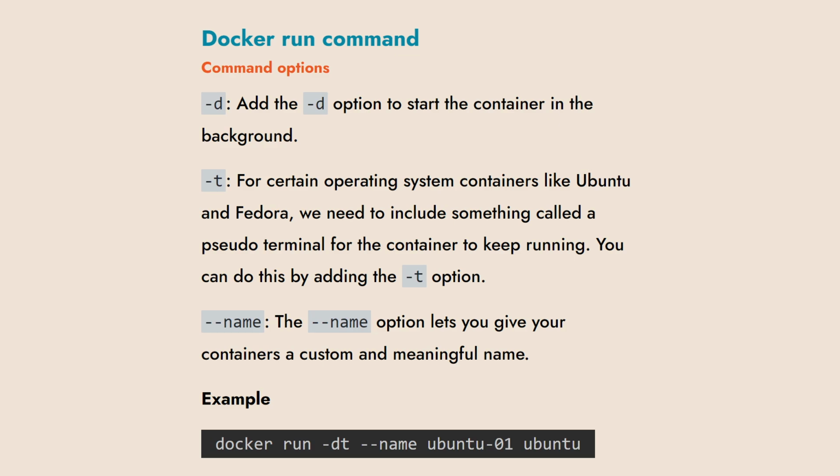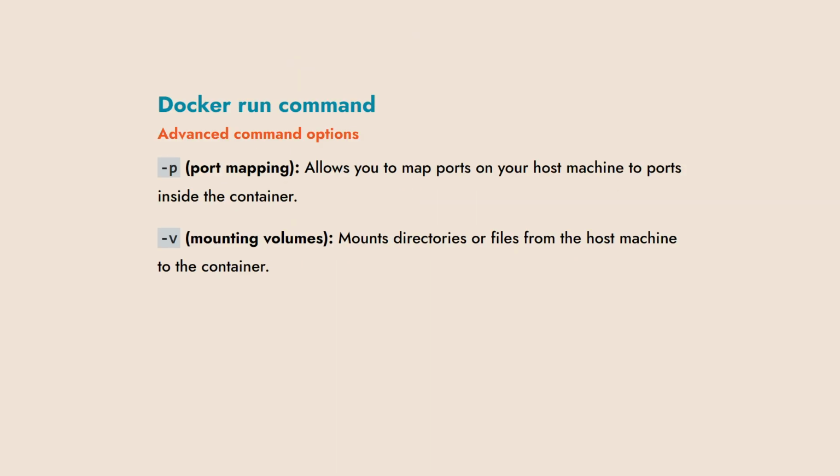Additionally, Docker assigns a random name to containers when you create them. This can be impersonal and hard to manage, especially if you're working with multiple containers. The --name option lets you give your containers a custom and meaningful name. This makes it easier to identify and manage them later. These are the basic command options, but there are also advanced options like -p for port mapping and -v for mounting volumes from the host machine. We'll cover these options in separate sections later in this video.